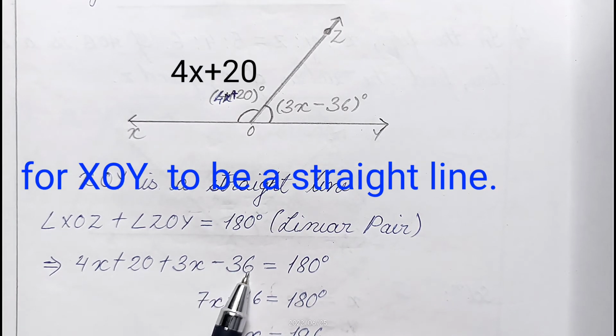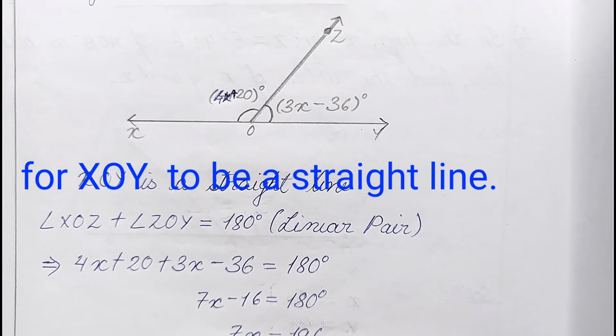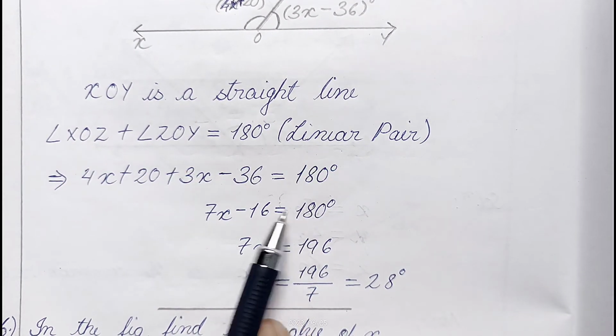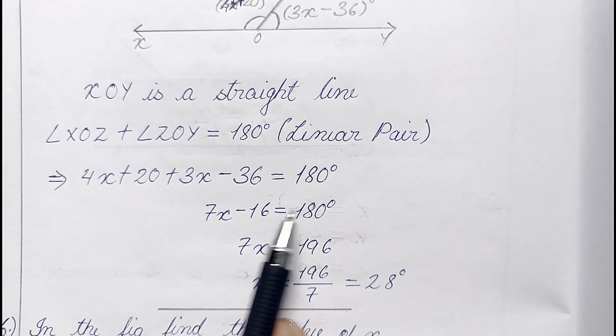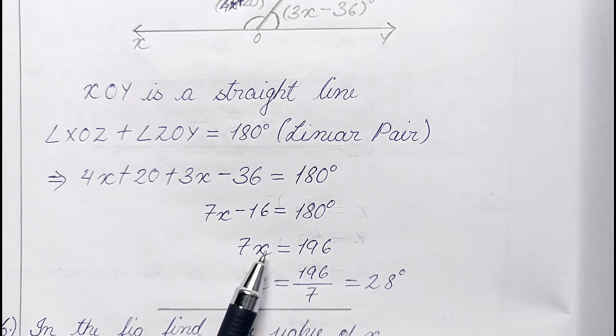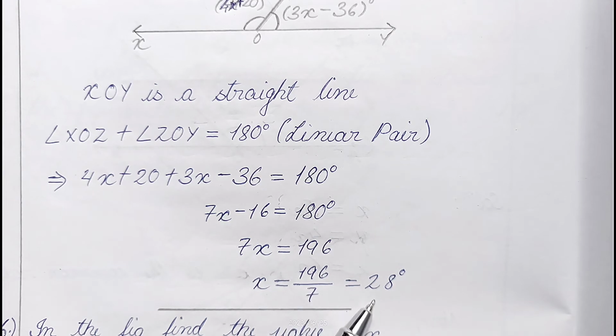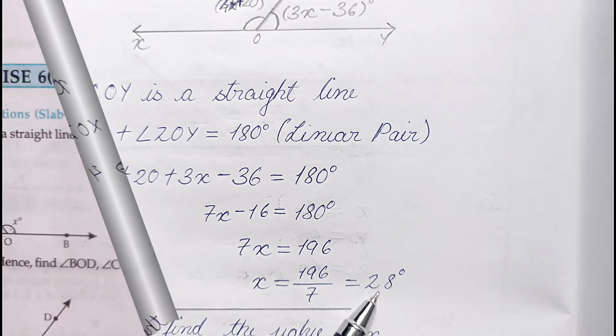20 minus 36 will be minus 16, equal to 180 degree. So 7x will be 180 plus 16. 180 plus 16 will be 196. So x will be 196 by 7, that will give 28 degree. So if the value of x is 28 degree, then x or y will be a straight line.